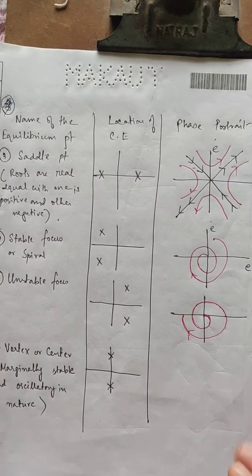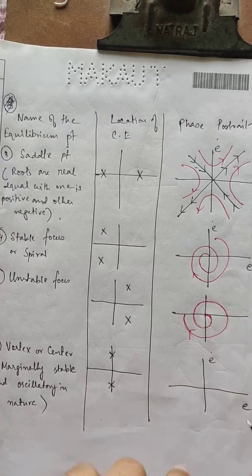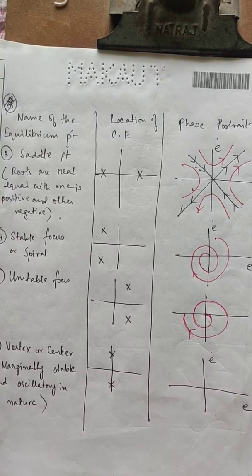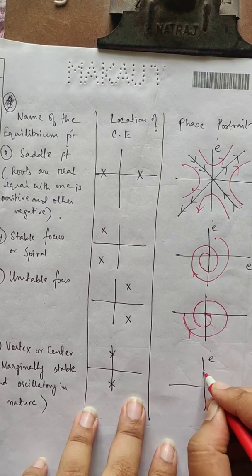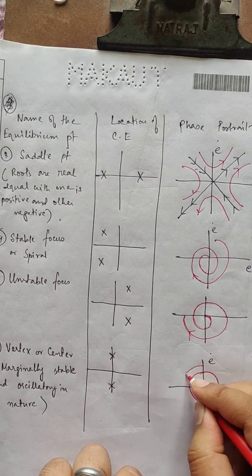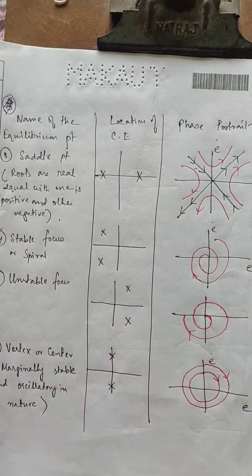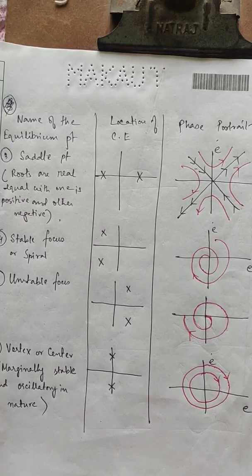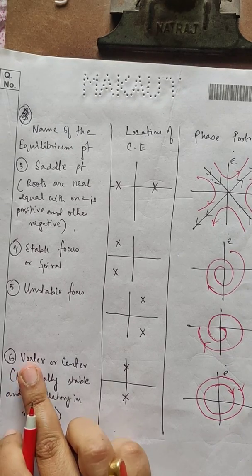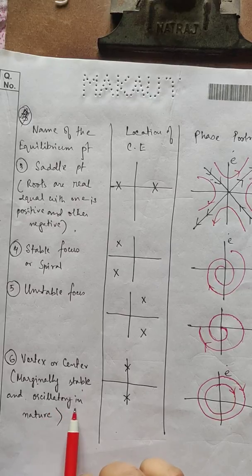Therefore, the phase portrait, when we draw the phase plane with the phase variables as E and E dot, or if you want to write X and X dot, or X and Y, will look just like a circle. In such situations where we have complex conjugate eigenvalues without any real positive or negative part, the equilibrium point satisfying this phase portrait will be named as vortex or center, marginally stable, and the nature will be oscillatory.